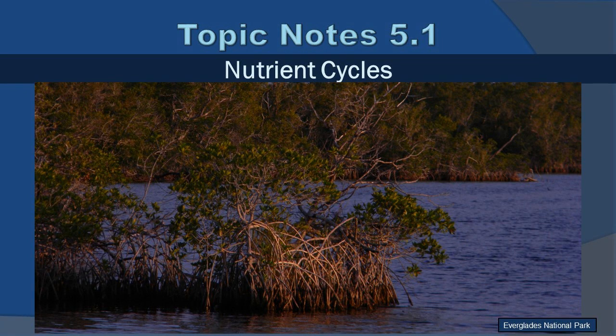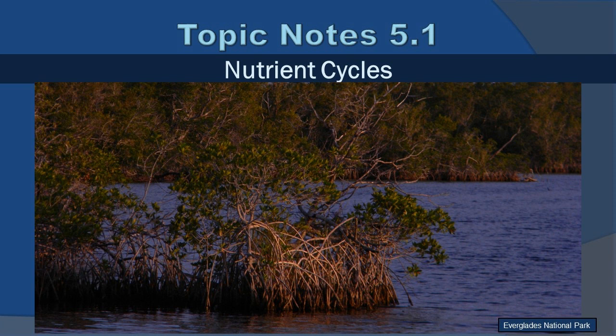Topic Notes 5.1 Nutrient Cycles. This is a picture of some mangroves out at Everglades National Park. Now, most people don't think of mangroves being in Everglades because Everglades is a freshwater system, but these are actually towards the Florida Bay section, and that's where saltwater and freshwater mix, which is a perfect place for mangroves.